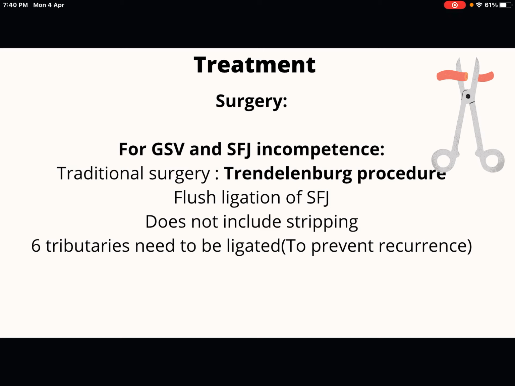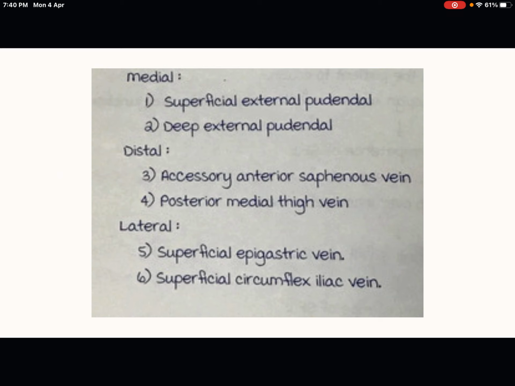Here we will be doing the flush ligation of the saphenofemoral junction. Flush ligation of saphenofemoral junction is done, and this does not include stripping of the veins. Here 6 tributaries need to be ligated to prevent the recurrence. What are those 6 tributaries? On the medial side we are ligating superficial external pudendal and deep external pudendal.